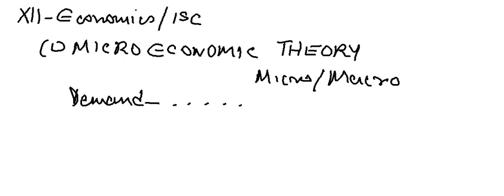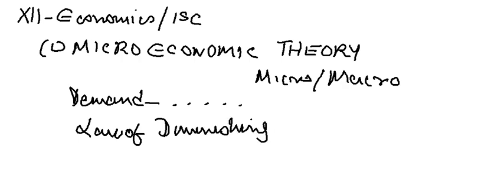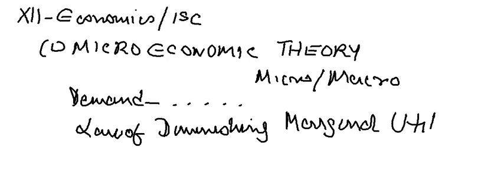Okay, second point which is important is law of diminishing marginal utility. So what is law of diminishing marginal utility? You have to know this, how with each addition of a unit, the utility that you derive, the satisfaction that you derive from that additional consumption keeps going down. So that is law of diminishing marginal utility, you have to study.